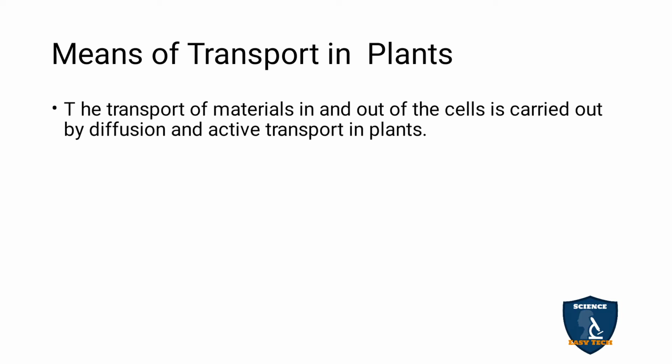Okay. So how does it take place in and out of the cells? How are the materials transported inside and outside the cells? For that we're going to see two processes known as diffusion and active transport in plants.